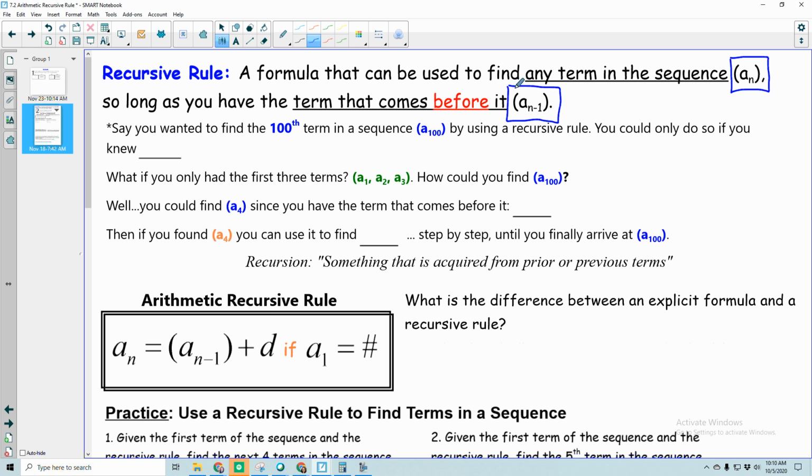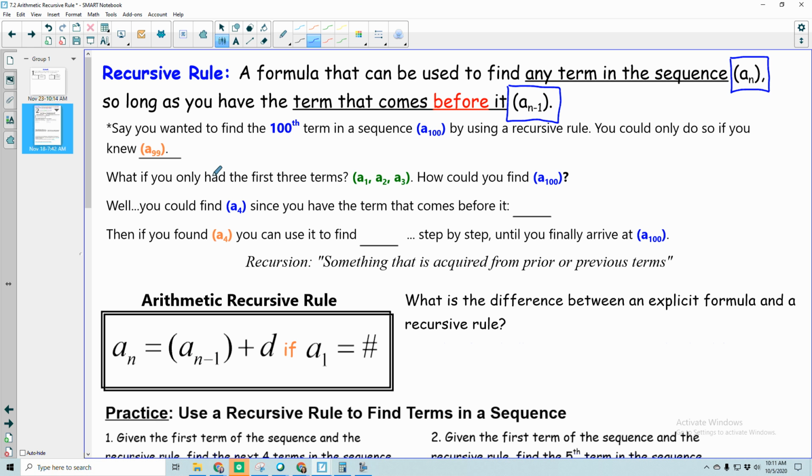Okay, so you're only allowed to use this formula if you have the term that comes before the one you're trying to find. So for example, say you wanted to find the 100th term in the sequence, which is a sub 100, and you want to do so by using the recursive rule. Well, you could only do that if you knew the term that comes before it, which is a sub 99. So if you knew what that was, then you could find a sub 100.